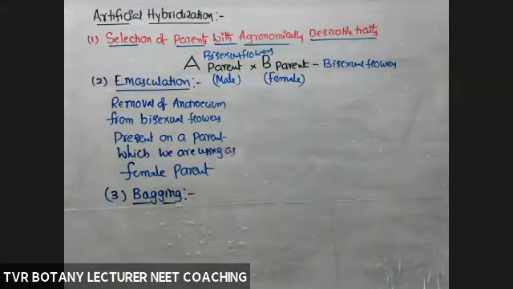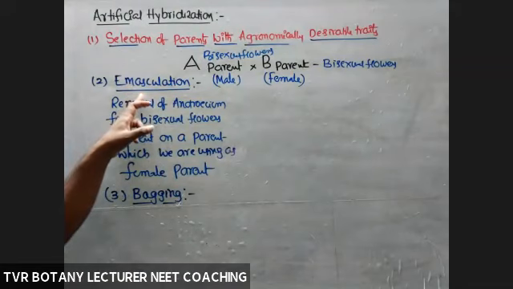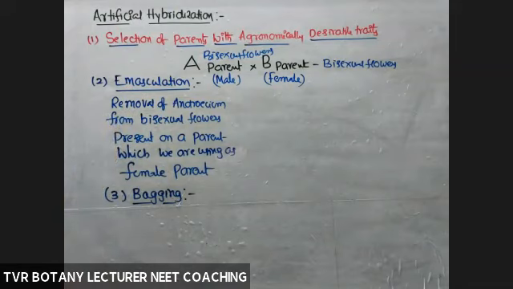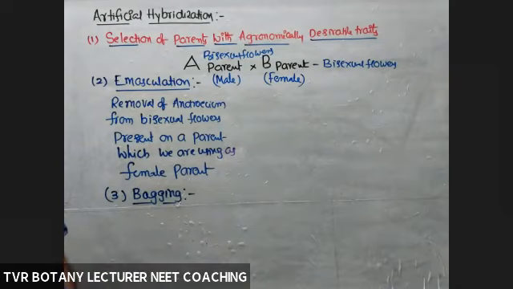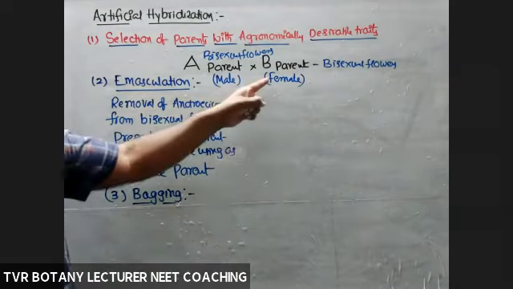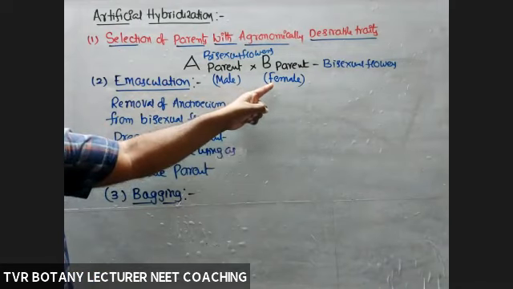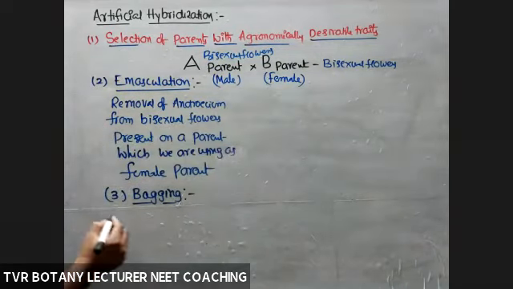Okay, right? So the purpose of emasculation is to avoid undesirable pollination. What type of undesirable pollination? Self pollination. What is the purpose of bagging? Here also, the given statement is to avoid undesired pollination. Bagging is nothing but covering of emasculated flowers or female flowers present on a parent which we are using as a female one. So what is the purpose of bagging?